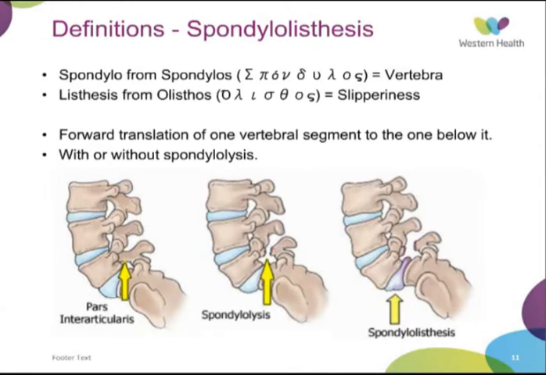Spondylolisthesis. Again, spondylo for vertebra, and listhesis is from the word olisthos, which means slippery or slipperiness. So, in other words, the slipperiness of the vertebral bodies. Spondylolisthesis is essentially the forward translation of one vertebral body on the one below. It could also be translated posteriorly, but most commonly forward. And this could occur with or without spondylolysis, hence a pars defect. And I'll go into that in a second.